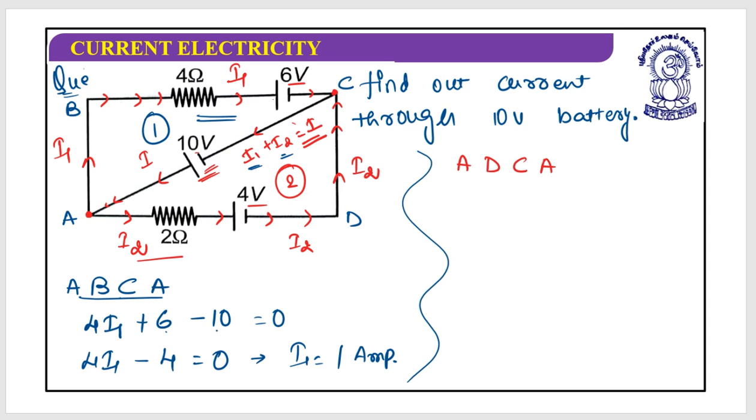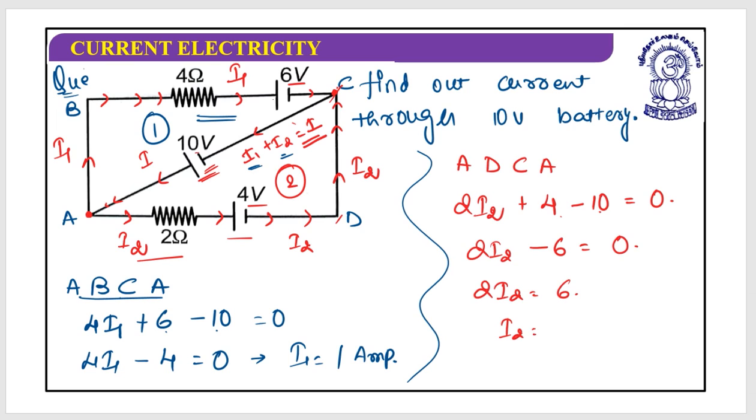Current is moving in this direction. This is 2 into I2. Then it's a plus 4. Then from D to C, nothing to be written. From C in this direction, it's a minus of 10 equals to 0. So this is 2I2 plus 4 minus 10, it's a minus 6, and that would be equal to 0. Yes, is it clear? Great. So 2I2 equals 6, and I2 is equal to 6 by 2, which is 3 ampere.